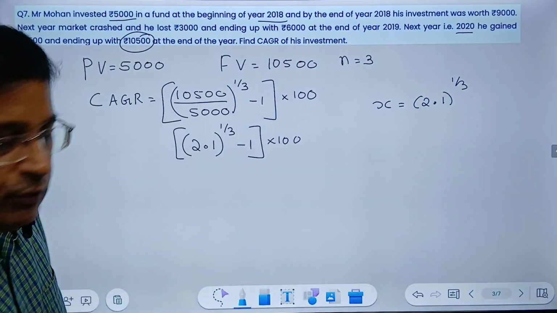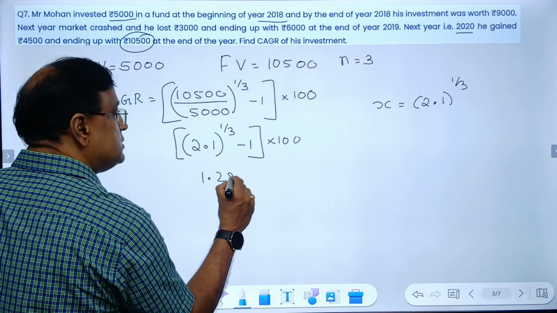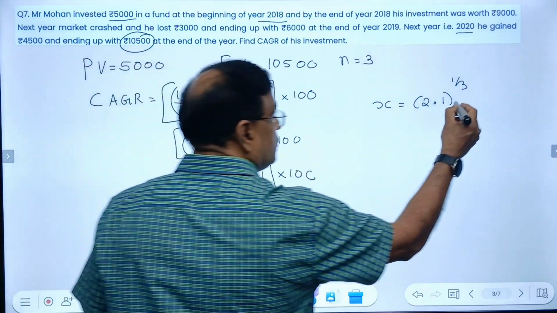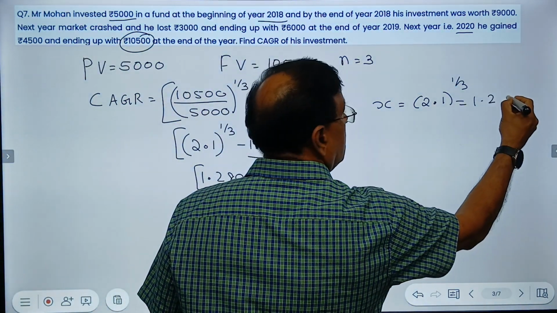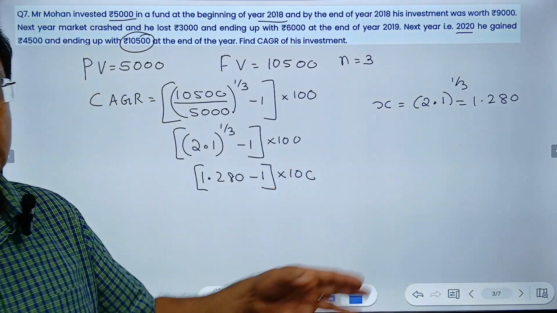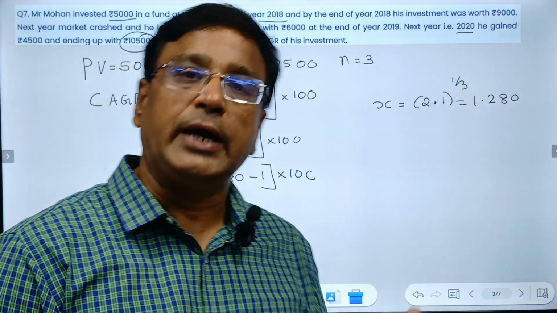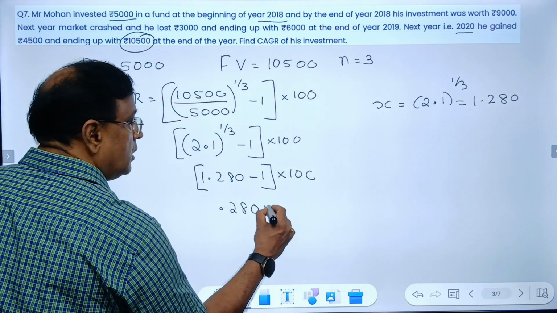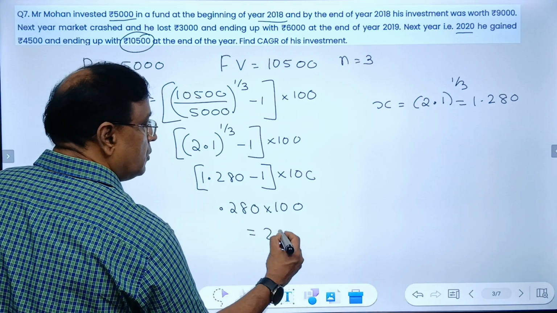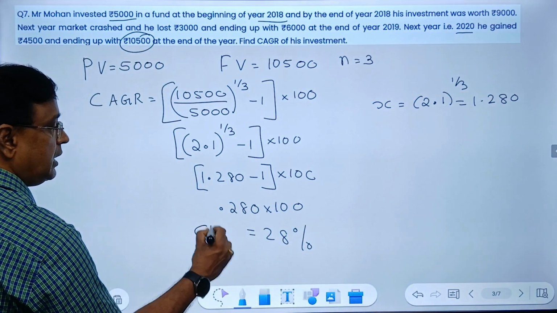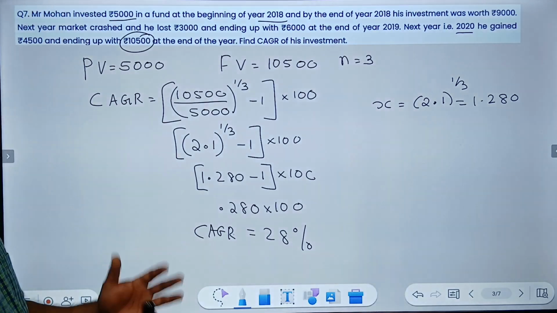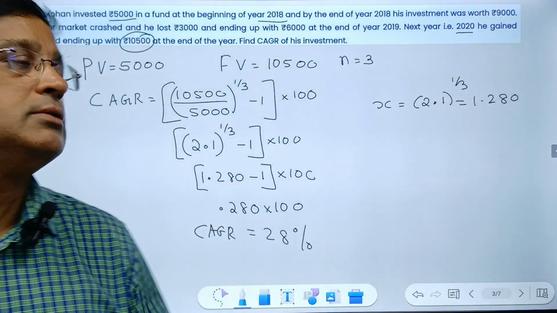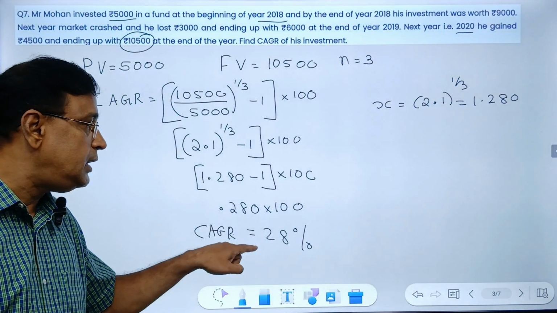I will be getting the value as 1.280. The value of this will be 1.280. If they give it in the exam, well and good. But if they don't give it also, you know how to calculate. It is not difficult. So this will be 0.280 into 100. So what will be that? 28%. So my CAGR is 28%, which is a very big growth. See, from 5,000, you have almost doubled your money, correct? Within 3 years. That's a big jump. So CAGR will be 28%.